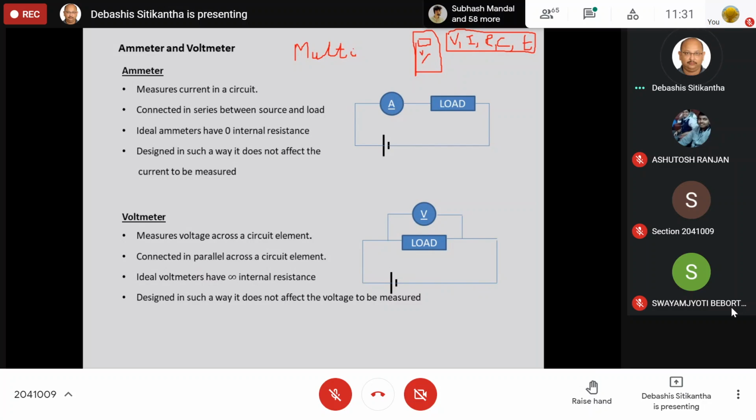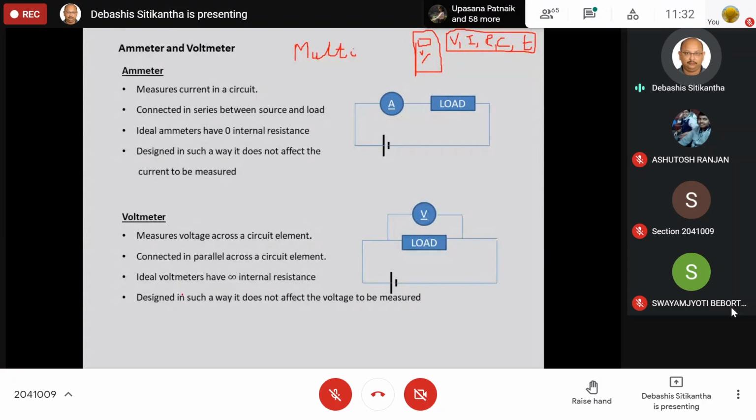Got it? Yes, sir. Okay. At any point of time, if you want, just remind me in any of the practical classes after today's practical class, I can show you a multimeter. I have a multimeter at my home. I can show you how it is going to be used. Okay.